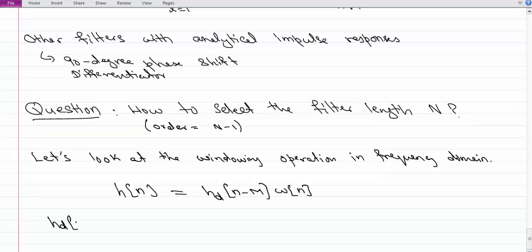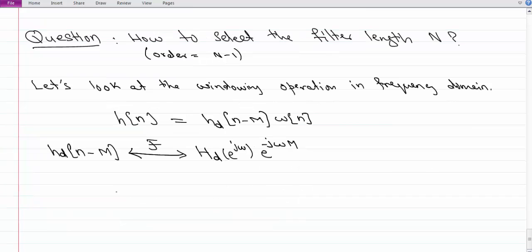So for h_d(n - m), we have to first say what are the frequencies of each of these functions. h_d(n - m) is of course simply my desired frequency response times a phase shift, e to the minus j omega m. Now w(n), that is my window, has a frequency response W(e^{j omega}). Okay. Now let's first start with the case of the rectangular window.